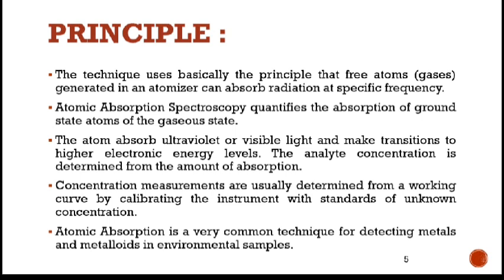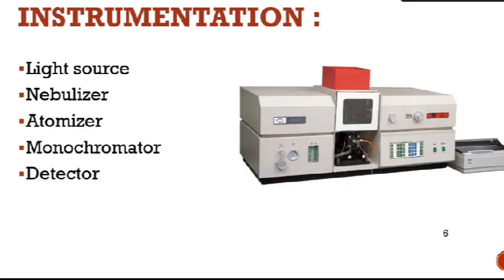Concentration measurements are usually determined from a working curve, by calibrating the instrument with standards of known concentration. Atomic absorption is a very common technique for detecting metals and metalloids in environmental samples. Instrumentation of atomic absorption spectroscopy includes light source, nebulizer, atomizer, monochromator, and detector.